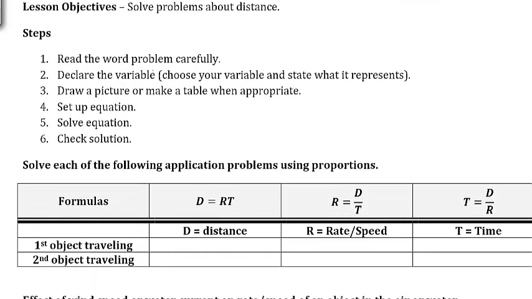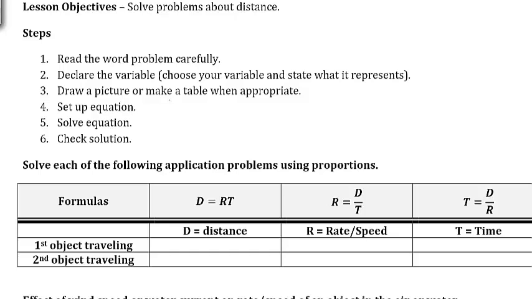First, you should read through the whole word problem carefully, and then declare the variable. You need to choose your variable and state what that represents. And almost always, the variable is going to be whatever will answer your question. So the word problem usually towards the end will ask you to find something, and whatever you're being asked to figure out is almost always what you're going to want your variable to be.